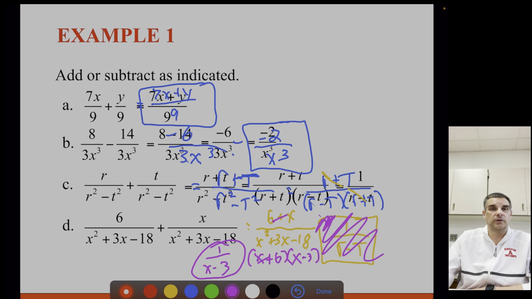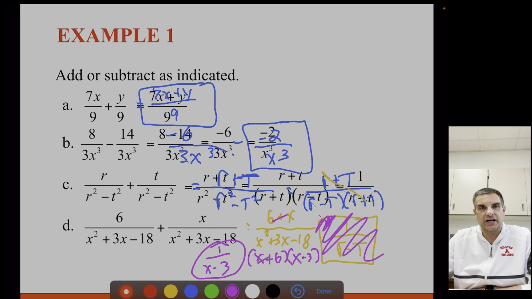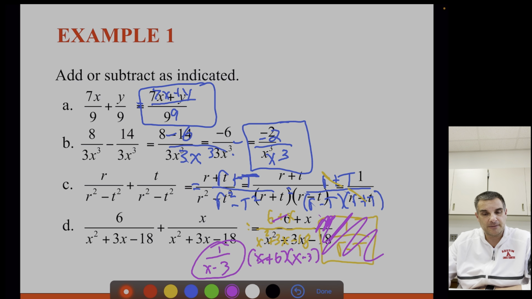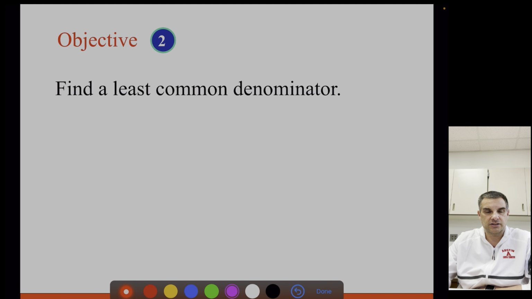So moral of the story, when you're adding or subtracting with like terms, the denominator stays the same. You do the operation that you're supposed to do in the numerator, and then look to reduce it like we did in section 7.1. Okay? Kind of the moral of that story.